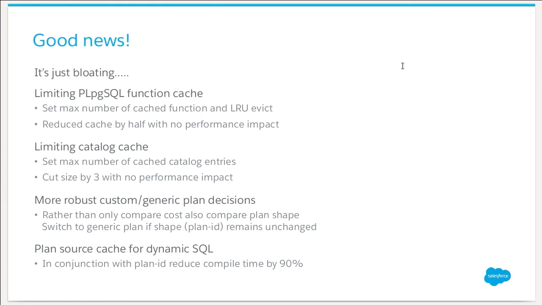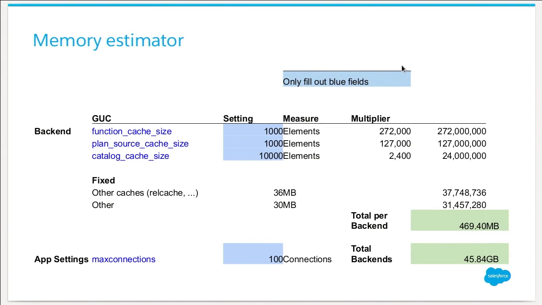I limited the catalog cache, which was originally about 120 megabytes, and got it down to about 25. That's with 10,000 entries, and it cut it down by three. Then we made some changes to the way custom and generic plans work. We compare not just the custom plan cost, we're also checking the shape of the plan using a plan ID. And if the plan ID doesn't change between custom plans, we switch over to generic plans. Then I added a plan source cache for dynamic SQL that's not prepared, by comparing statement text. With all that, I was able to build a memory estimator, and I can now control the size with a GUC and then predict how well it goes.